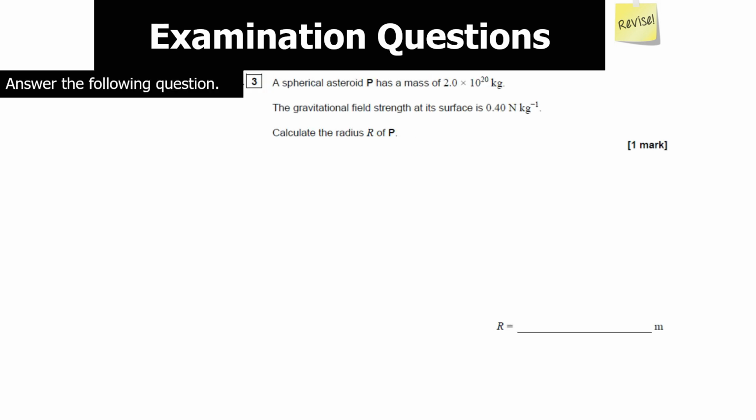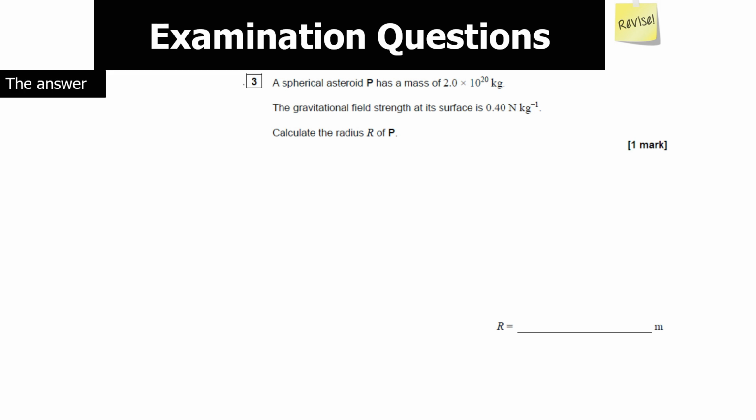Now the next question says a spherical asteroid P has a mass of 2 × 10^20 kilograms. The gravitational field strength at its surface is 0.40 newtons per kilogram. Calculate the radius r of P. Pause the video now, then unpause the video when you want to go through your answer.